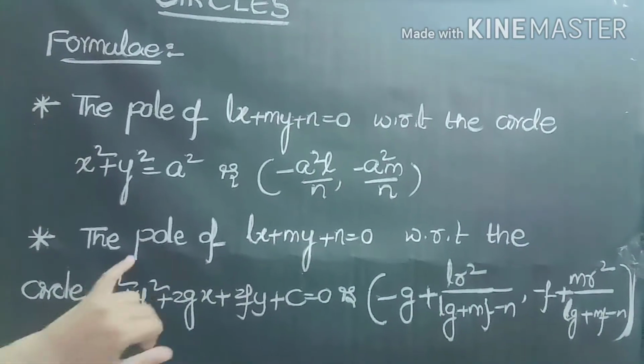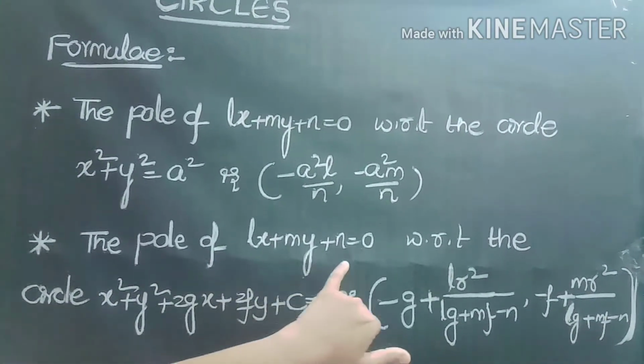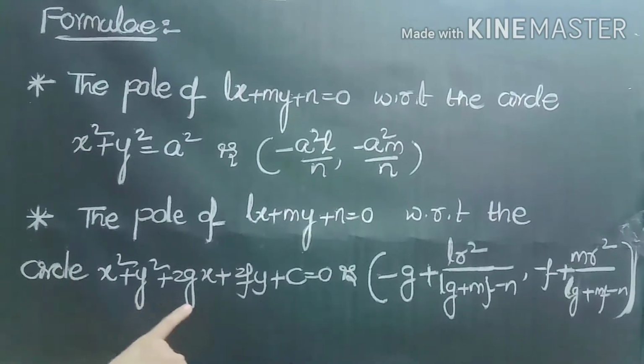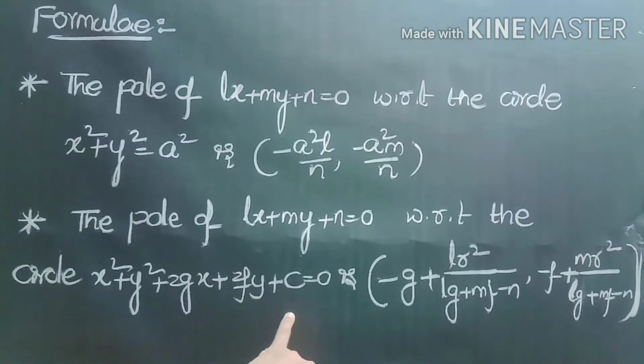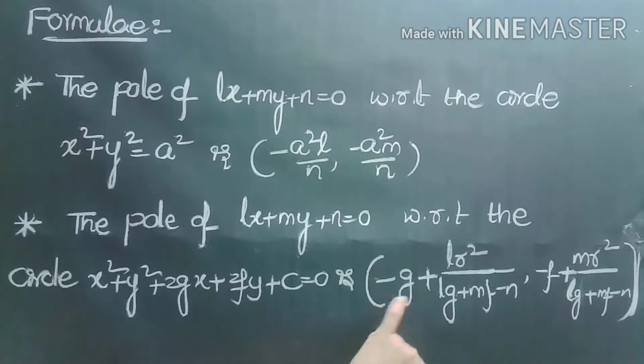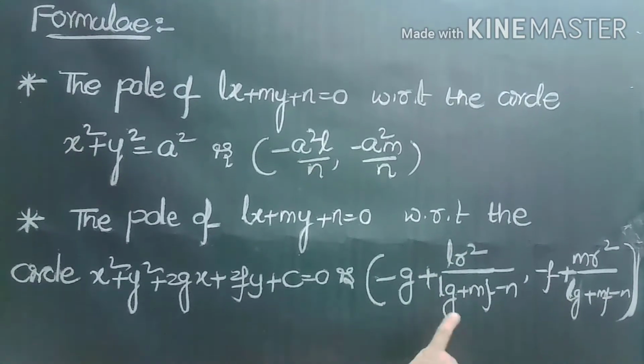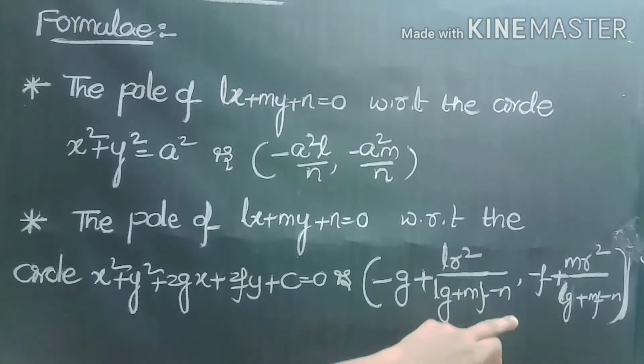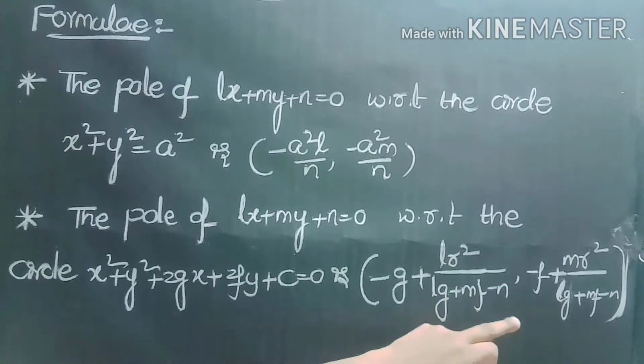In the second formula, the pole of the line Lx plus My plus N is equal to 0 with respect to the circle x square plus y square plus 2gx plus 2fy plus c is equal to 0 is minus g plus L r square by Lg plus mf minus n, comma, minus f plus m r square by Lg plus mf minus n.